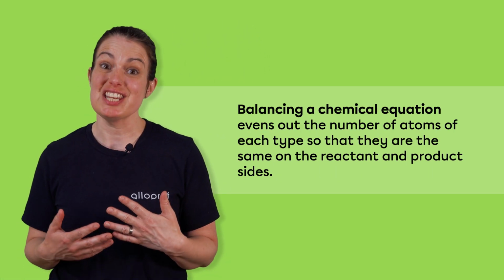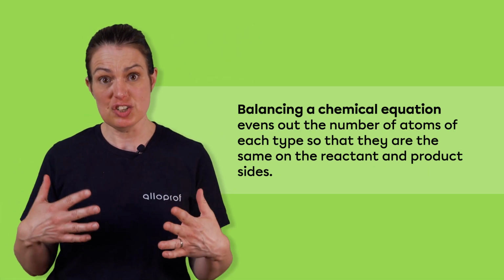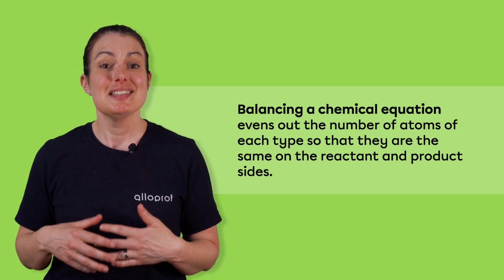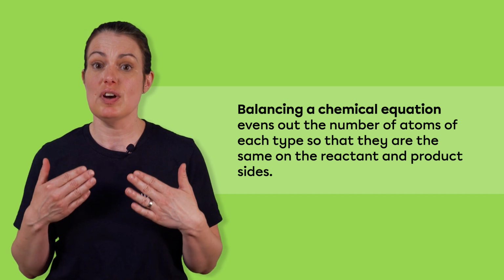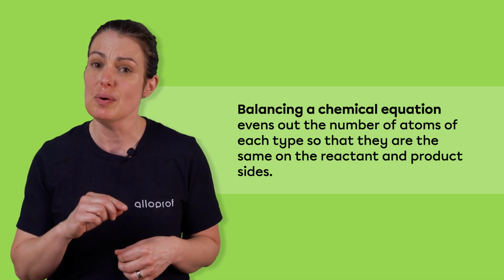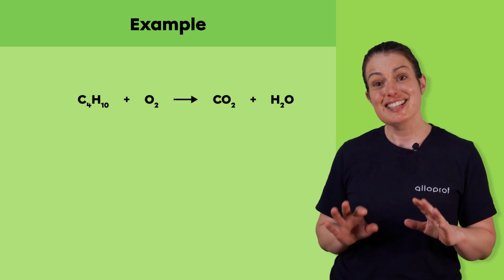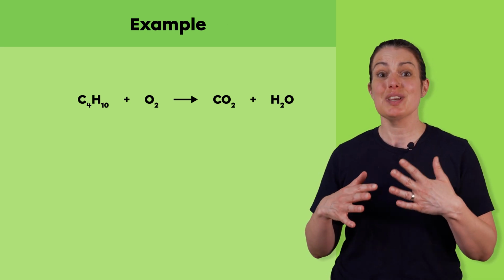Balancing a chemical equation evens out the number of atoms of each type so that they are the same on the reactant and product sides. To balance a chemical reaction, you have to follow very precise rules that we've already seen in this video. Here is an example of balancing an equation with a combustion reaction.